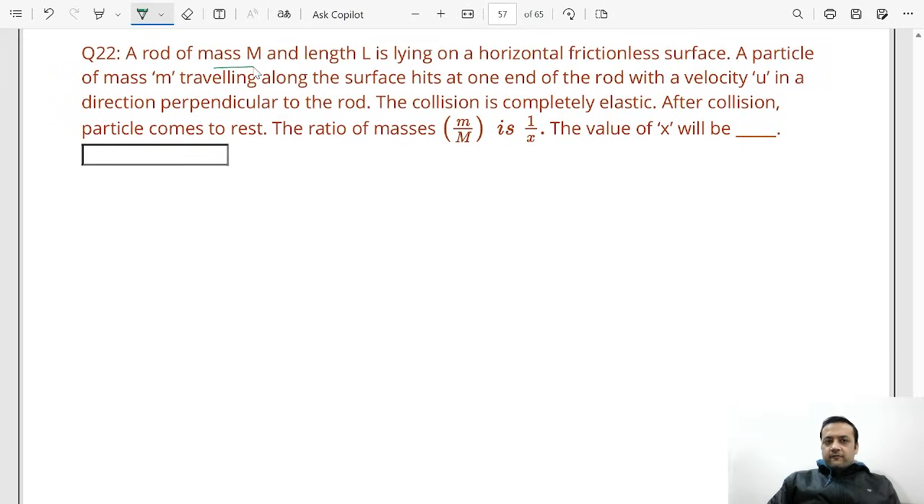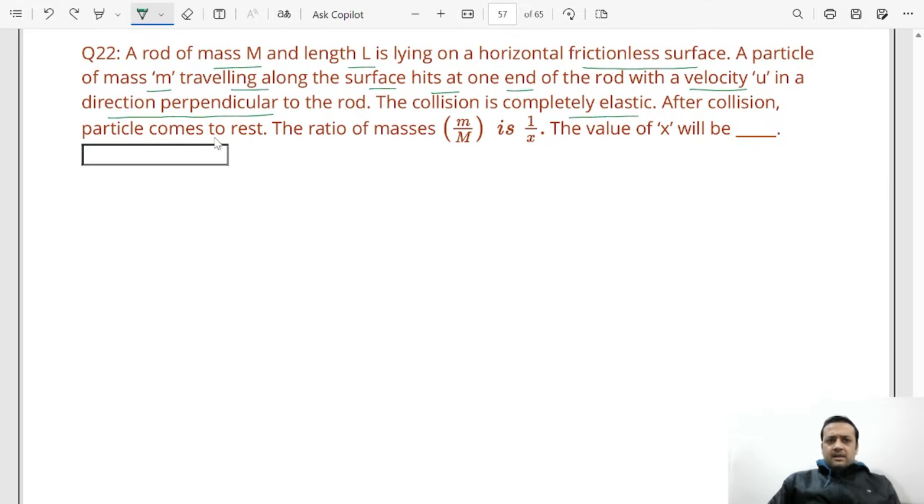Here, a rod of mass m and length L is lying on a horizontal frictionless surface. A particle of mass m traveling along the surface hits one end of the rod with velocity u in a direction perpendicular to the rod. The collision is completely elastic. After collision, the particle comes to rest. The ratio of mass m by m is 1 by x. What is the value of x?